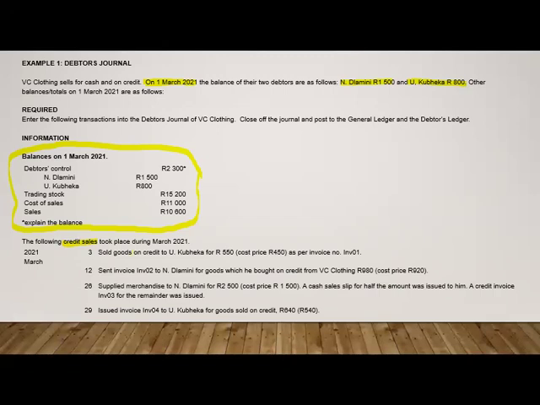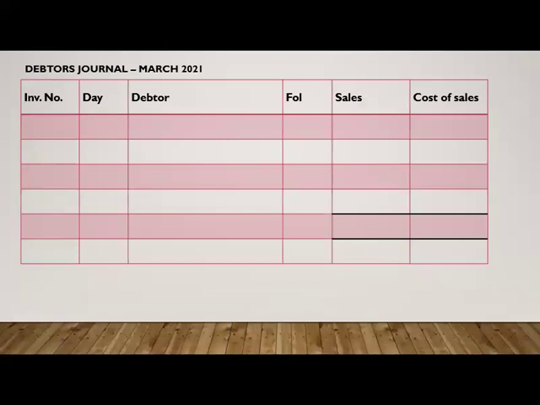So on the 3rd, we sold goods on credit to Ukubeka. The selling price was 550 and the cost price was 450. And we gave Ukubeka that invoice, which is invoice 01. So do we agree that it qualifies to be recorded in the debtors journal? So on the 3rd, you write the name of the debtor, which is Ukubeka. Under sales, you'll write the selling price of those goods, and under cost of sales, you will write the cost price of those goods.